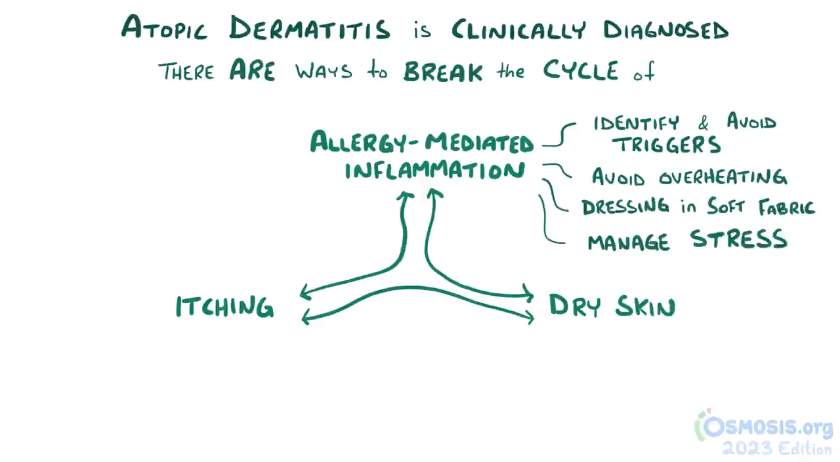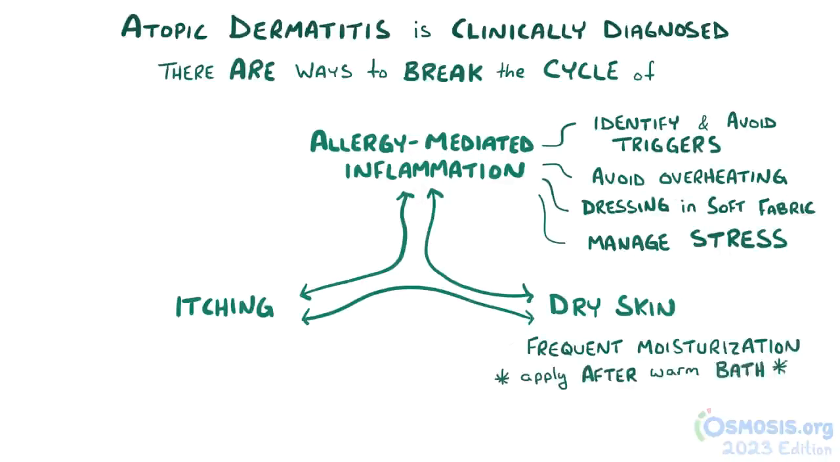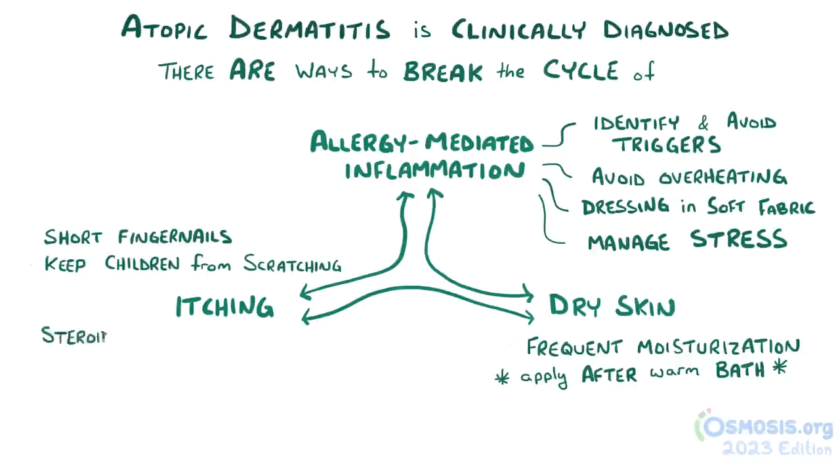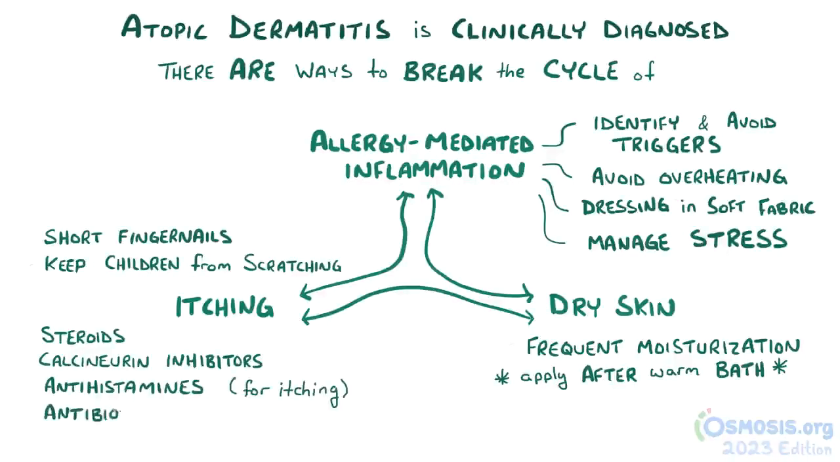Dry skin can be managed with frequent moisturization, which is usually best to apply after a lukewarm bath. And itching can sometimes be managed with simple measures, like keeping the fingernails short and trying to keep children from scratching. But in more extreme cases, there are also steroids and calcineurin inhibitors, both of which aim to dampen the immune reaction, as well as antihistamines that can help with itching, and antibiotics to help treat infections if they're needed.